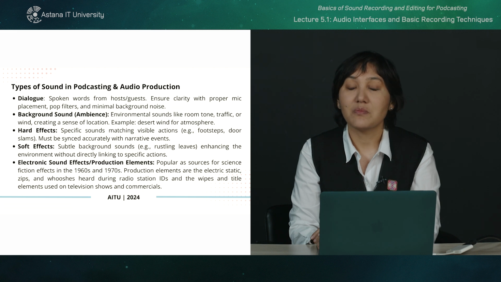Background effects, also called BG, do not have a direct correlation to any specific event on screen. For example, if a gust of wind blows through an open window and extinguishes a candle, the sound effect used would be a hard effect. However, if this scene takes place in the Sahara Desert and there are gusts of wind blowing, the sound effect used would be an ambience or BG effect.